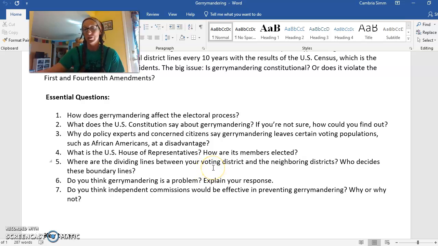You could do a little extra research if you wanted and see what's going on here in Oregon. We're actually in one of the largest, geographically, voting districts that spans all of Eastern Oregon and all of Southern Oregon. So we get one representative for that voting district in Congress. And do you think independent commissions could be effective in preventing gerrymandering? Why or why not? So just some things to think about when you're writing your response.